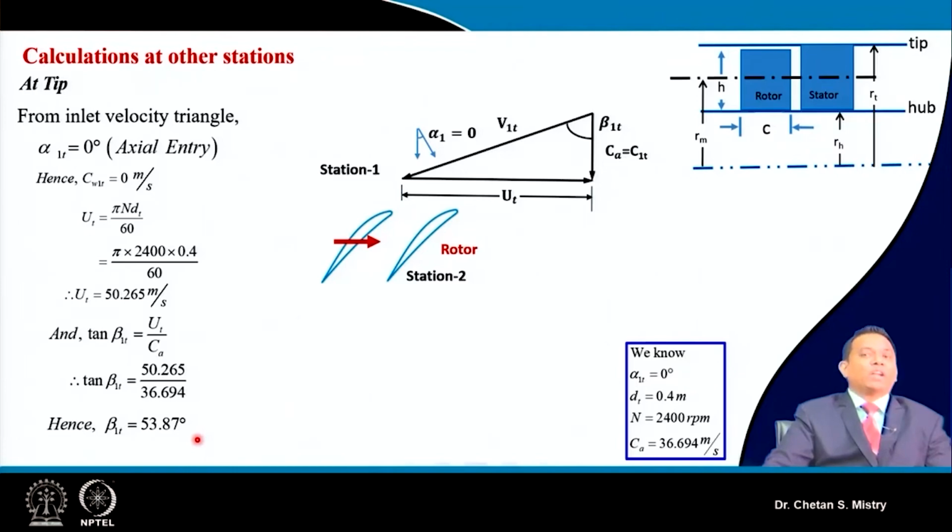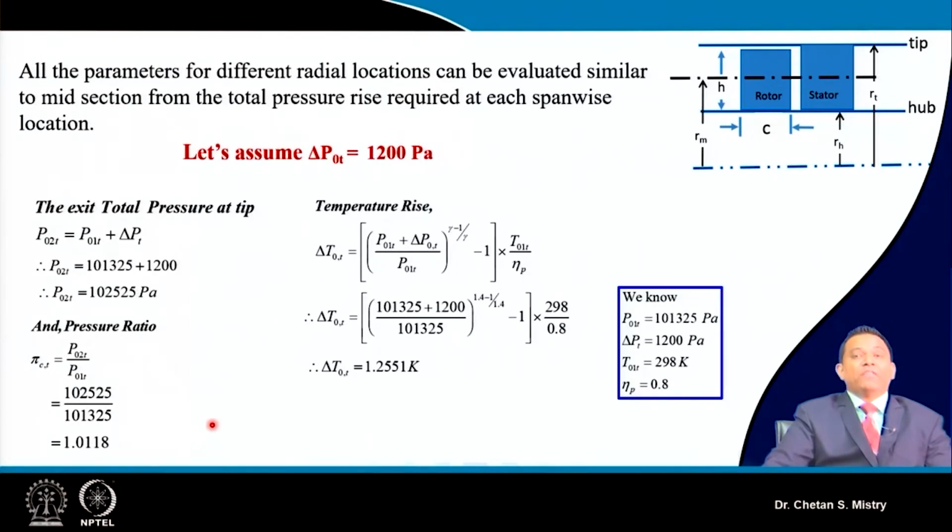In line with what we have done for the hub station, in the same way we can go with the calculation at the tip station. So what will we be doing? We have our delta P0 at the tip, which we have assumed at this moment to be 1200 Pascal. If we put that in, we can calculate our outlet pressure at the tip. Be careful, P01 at the tip is 101325 Pascal, and we are assuming 1200 Pascal, so that gives us a pressure ratio of 1.011. From our fundamental understanding, we can calculate the temperature rise. Putting in this number, our total temperature rise is coming to be 1.25 Kelvin.